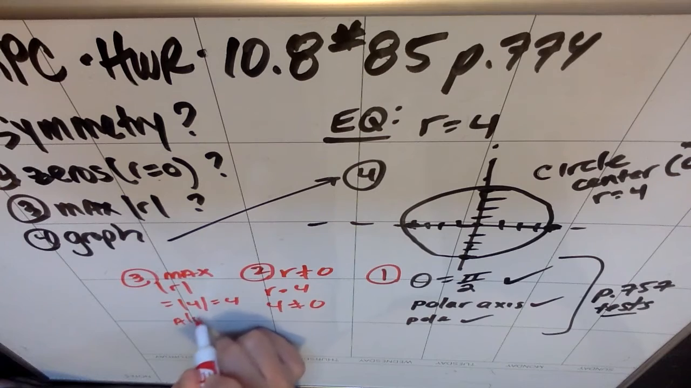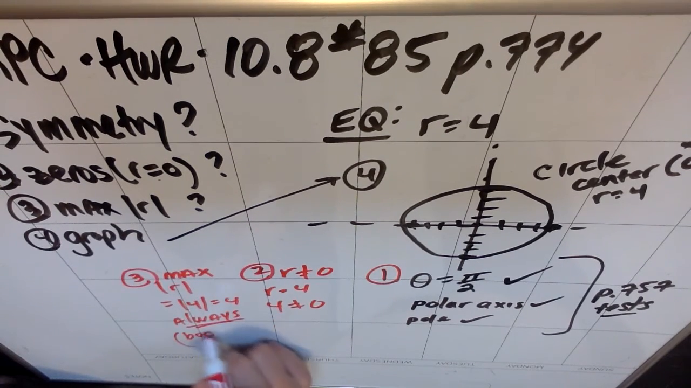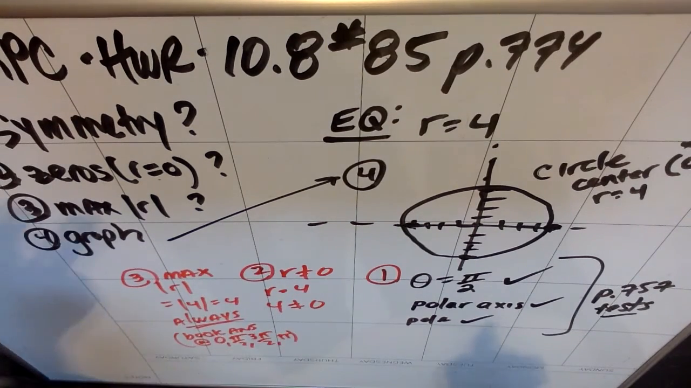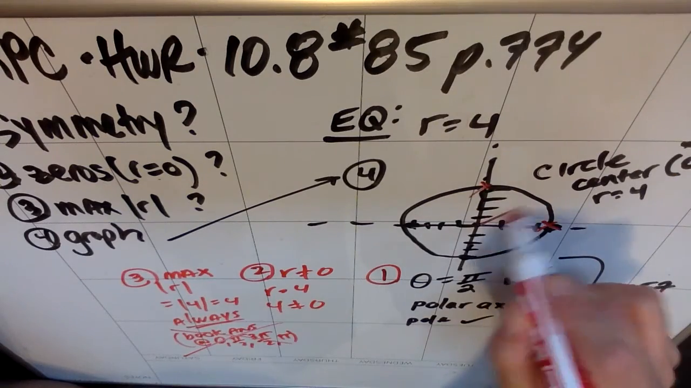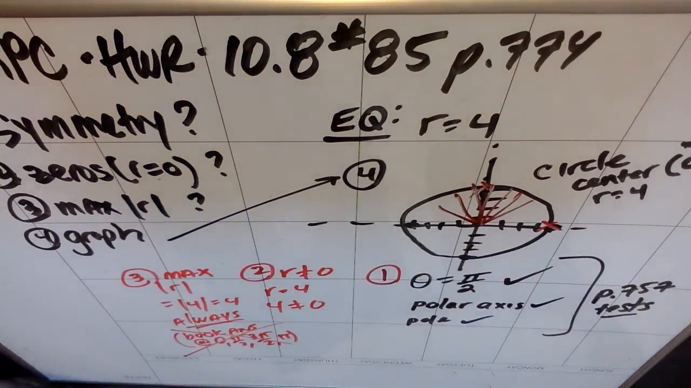Now the back of the book is actually incorrect here. When you check your answer in the book, they say that max value happens at 0, pi over 2, 3 pi over 2, and I think pi. I think I skipped one. But that's not right, because here's the thing, it's a circle. Everywhere r is 4. It's easier to count it on the axes, but r is 4 here, and here, and here, and here, and everywhere, right? And then part 4 we did first, which was graph.